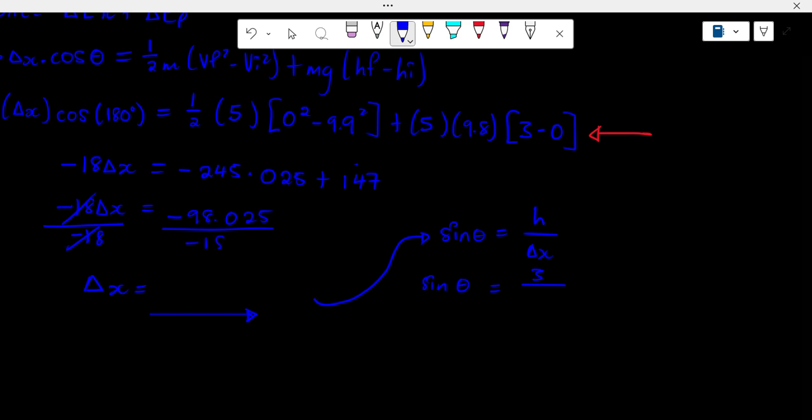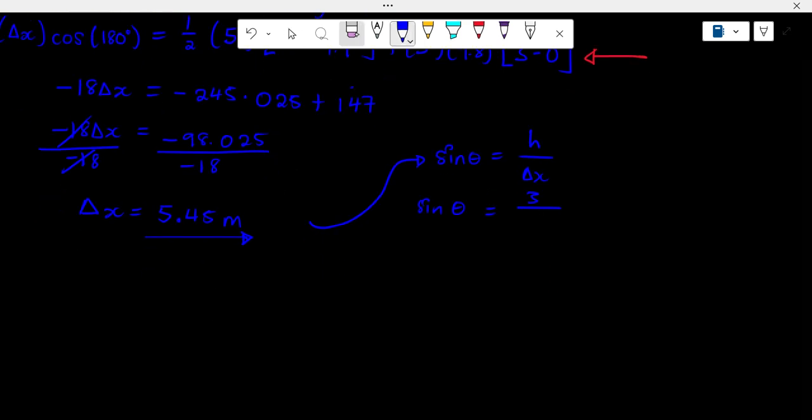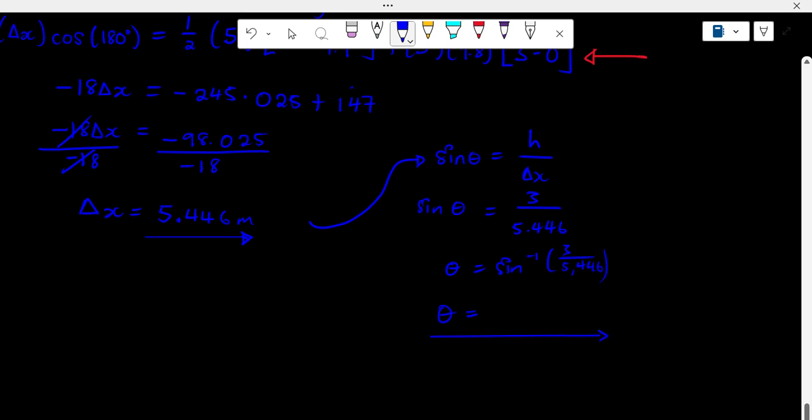And I divide that by negative 18. I should get that as 5.45 meters to two decimal places. But because this is not the final answer, I'm just going to make it 3 decimal places at least. So this is 5.446 meters. I then substitute that here. Therefore, theta is equal to arcsine of 3 divided by 5.446.